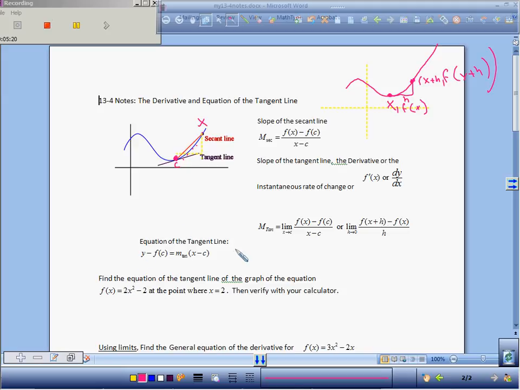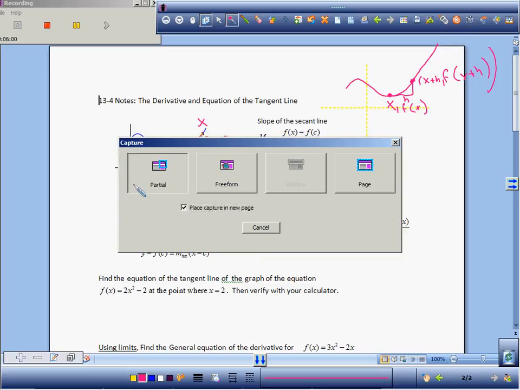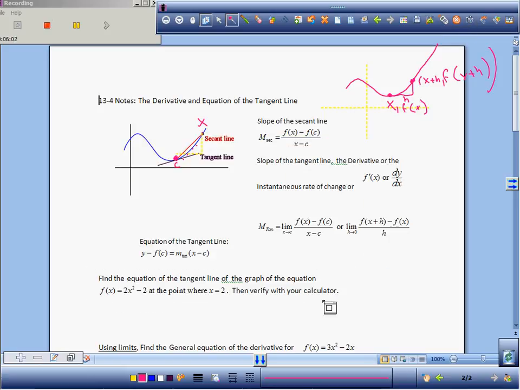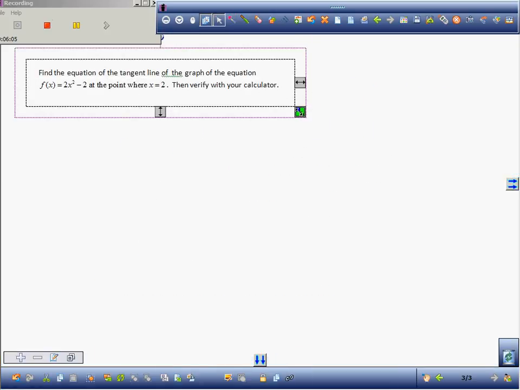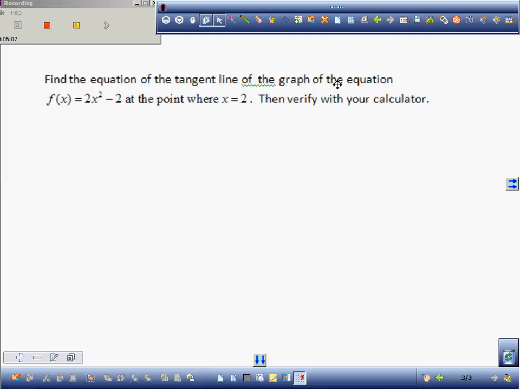So the equation of the tangent line. Let's do this problem right here. You ready? Okay. Let's see if I can remember. Find the equation of the tangent line of the graph of the equation f(x) = 2x² − 2 at the point where x = 2, then verify with your calculator.